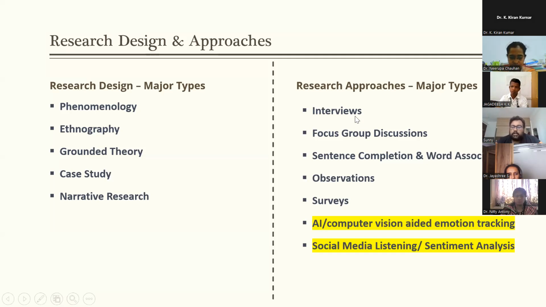I'll briefly talk about each of them. So interviews is a very straightforward thing. I don't think I need to dive deep on that. Focus group discussion, like all of us understand, is getting a group of people to discuss the topic that you want them to discuss, so that you capture insights and inputs of their thought process and how they perceive things and all of that, right?